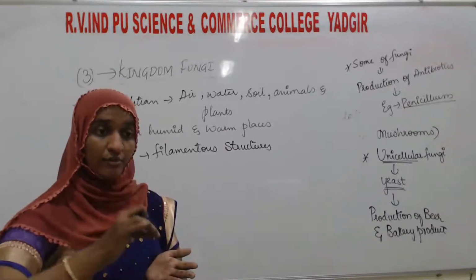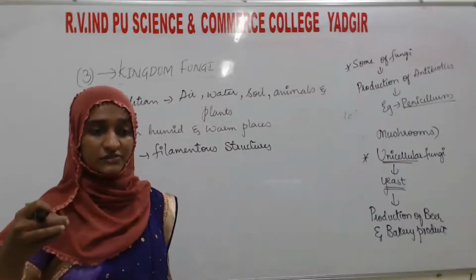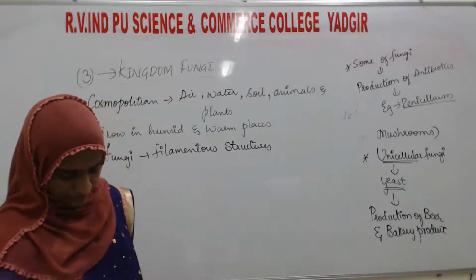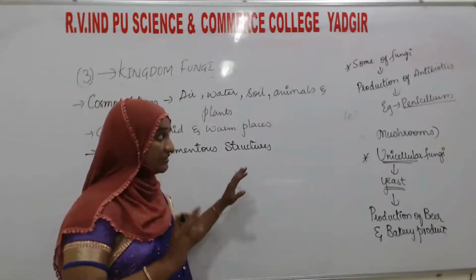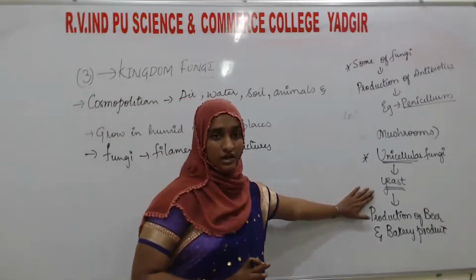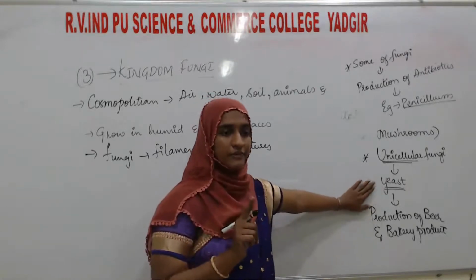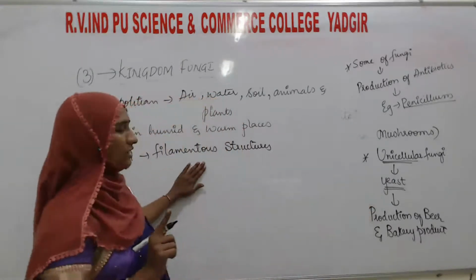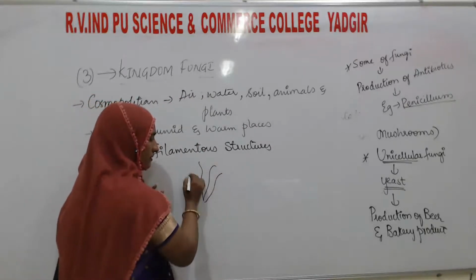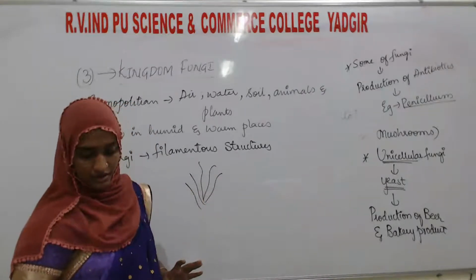And in which form is it? It is in the form of filamentous, some thread-like structures. You can see what it is. That is the filamentous structures. So there, except yeast, because yeast is unicellular, which is made up of only one cell. Except yeast, these fungi are filamentous, means thread-like structures like this. Okay, except what? Except the yeast.